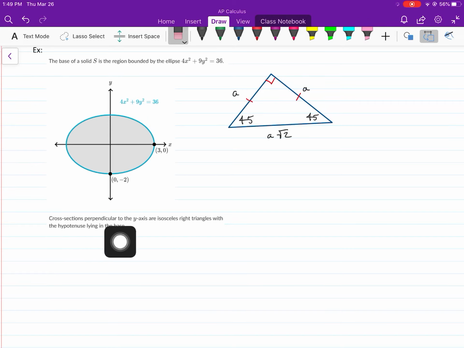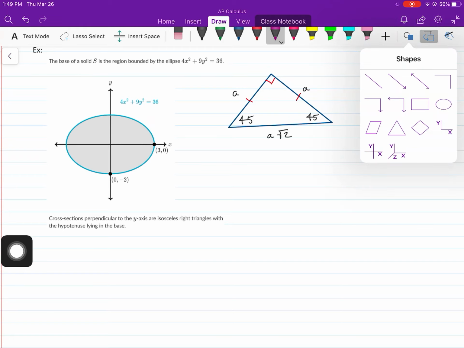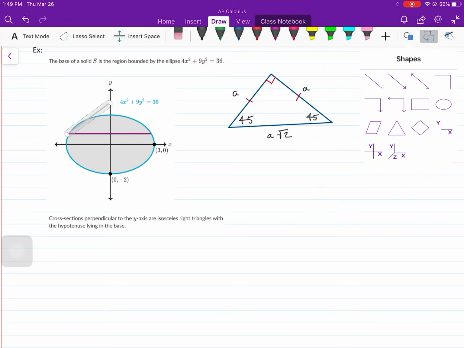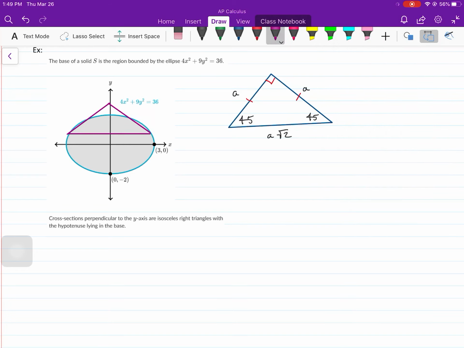So the hypotenuse is lying at the base. So we have a triangle, isosceles right triangle to be exact, and it's perpendicular to the y-axis. Its hypotenuse is laying at the base. So what that means, and even though this is not drawn to scale, this is a right triangle. This is the hypotenuse right here. And it's based upon this function 4x squared plus 9y squared equals 36.